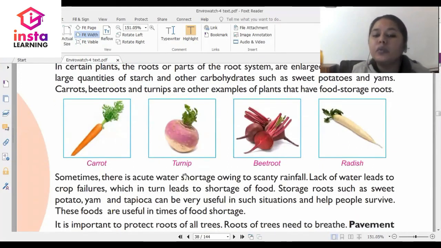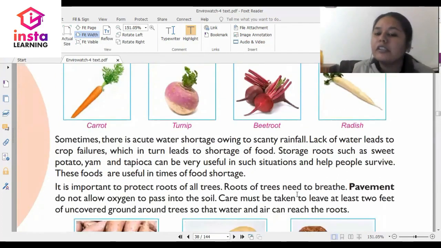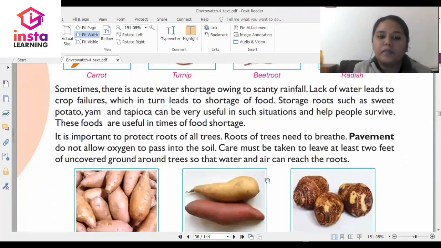Sometimes there is acute water shortage owing to scanty rainfall. So sometimes if there is very less rainfall, some plants lack water which is required for the growth. Lack of water leads to crop failure, which in turn leads to shortage of food. Storage roots such as sweet potato, yam and tapioca can be very useful in such situation and help people survive. These foods are useful in times of food shortage.